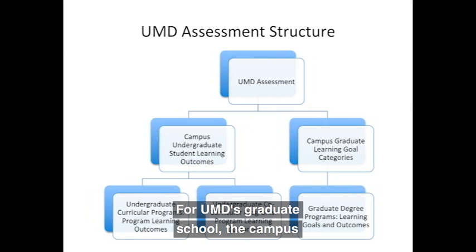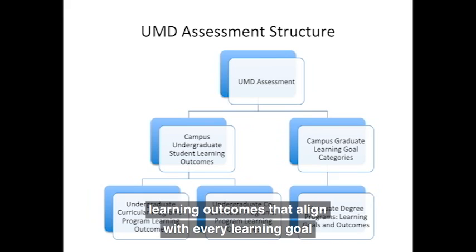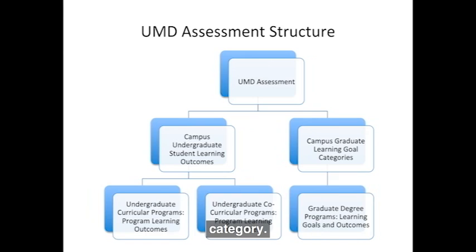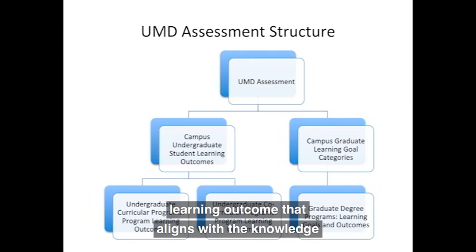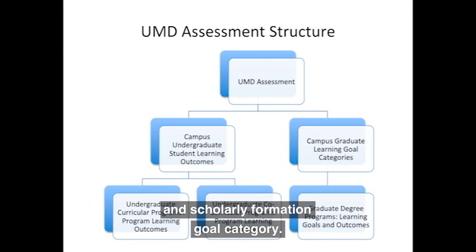For UMD's graduate school, the campus has 5 graduate learning goal categories. Every master's and doctoral degree program has program learning goals and program learning outcomes that align with every learning goal category. Post-baccalaureate certificates must have at least one program learning outcome that aligns with the knowledge and scholarly formation goal category.